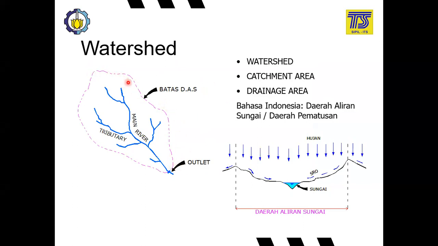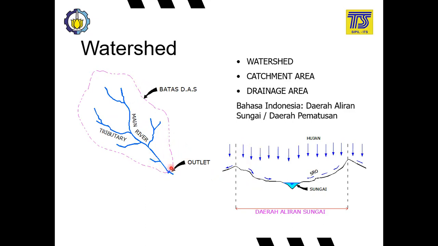this outer line here. To draw that line, you have to understand which one is the highest, which one is the lowest, which one is higher, which one is lower. So you can decide where the water is going above this ground, in which direction, to the right or to the left. And if the water is going in different directions, that one will be the watershed boundary.